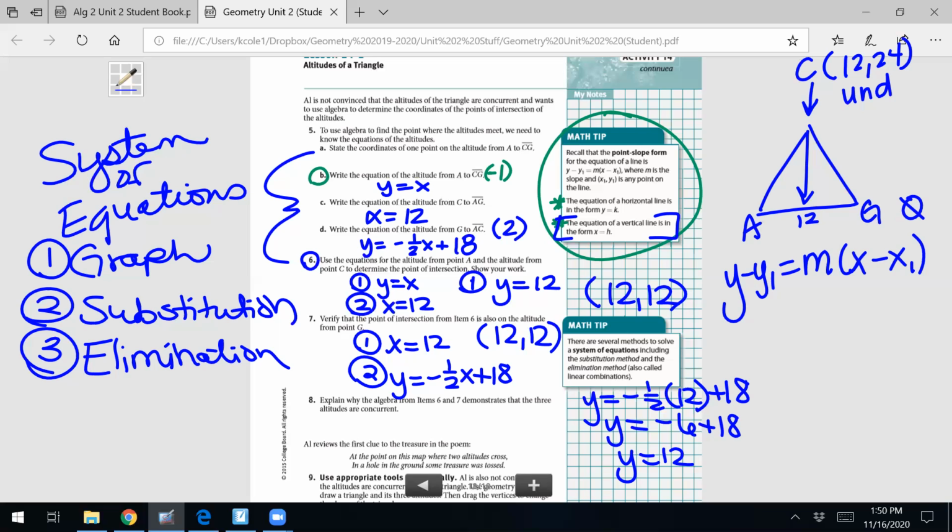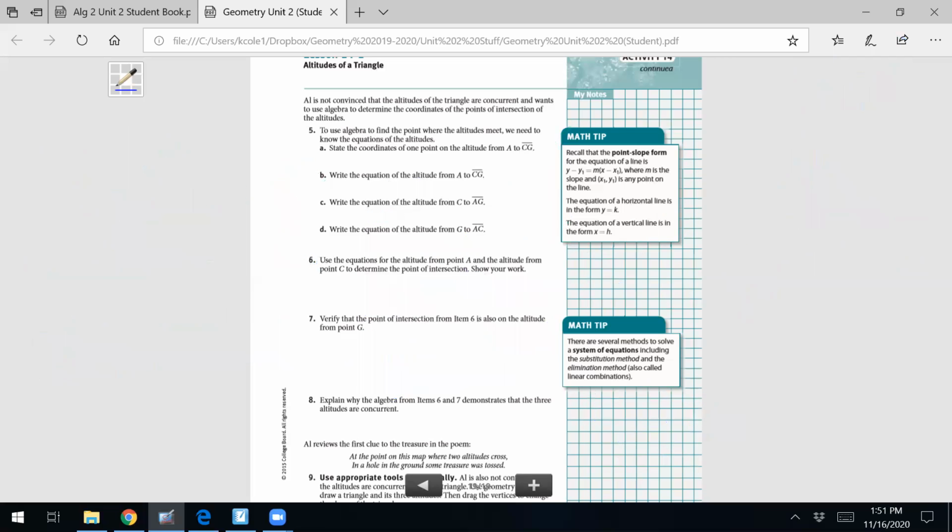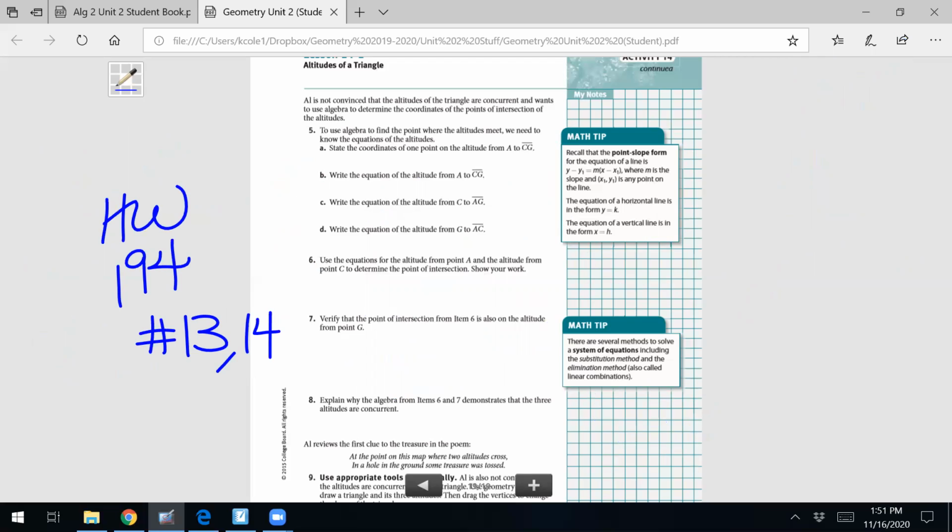Your homework is on page 194. You are doing 13 and 14. Those graphs are there for you. You're going to be finding the orthocenters. Graph your altitudes. Find the orthocenter for those 2 problems.